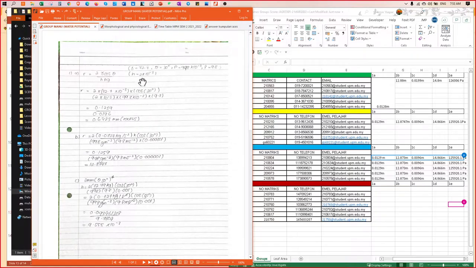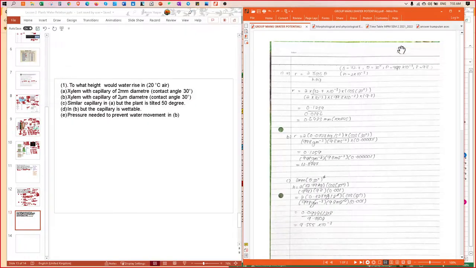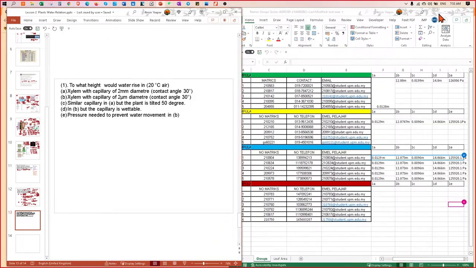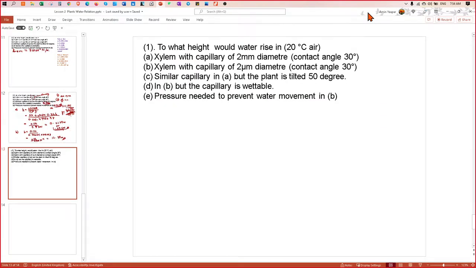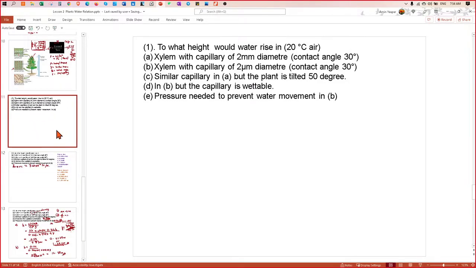No, but you see radius, in the bracket here, you see radius. Look at the question. To what height? A and B, that's going to be the same issue. Okay, you know what? Let's do this. Let's see how you complete this. I just put it up here.